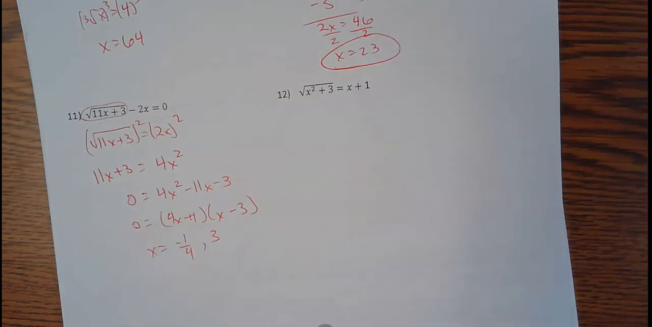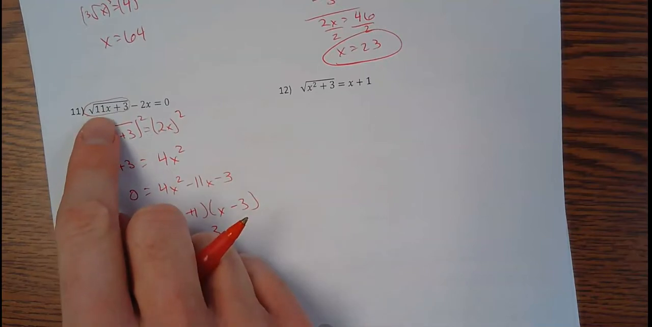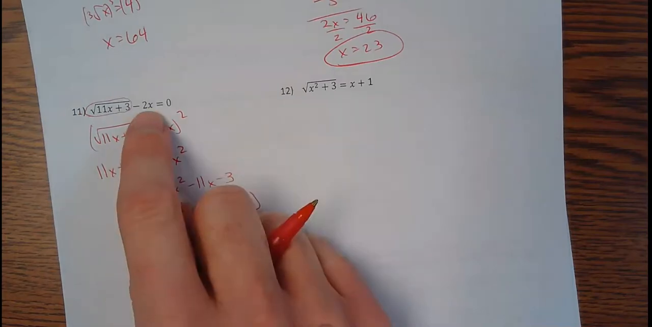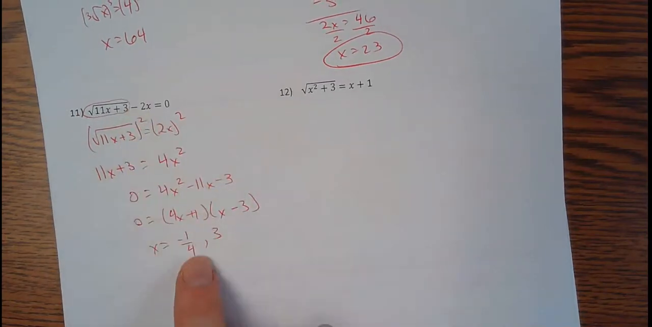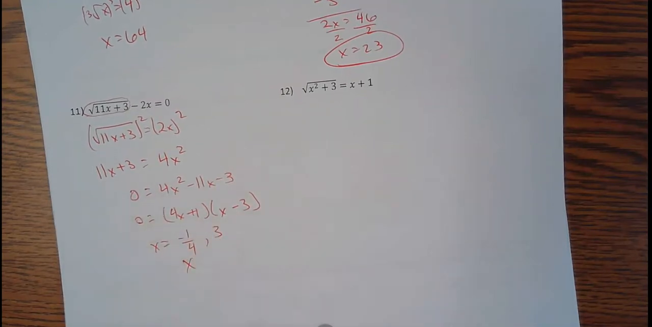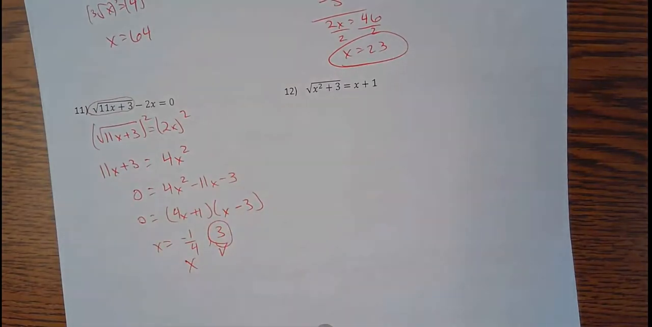Go through, plug these numbers back in. If you plug in a negative 1/4 in here, so negative 1/4 times 11 would be negative 11/4. If you add 3 to that, and take the square root, that does not work out to subtract 2 times, or add a half, to get 0. So this one actually does not work. And like I said, I'm trying to save time. If you plug that in, it doesn't work. Plug it in your calculator and see that it does not equal 0. But this one does. So only 3 is the right solution here.